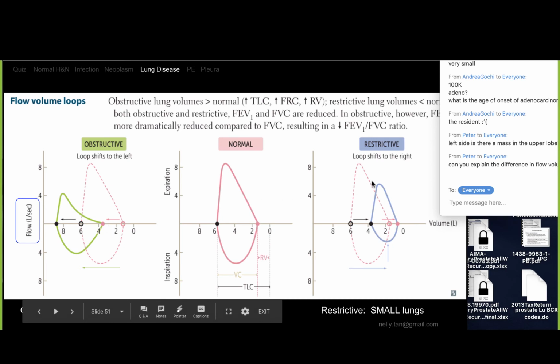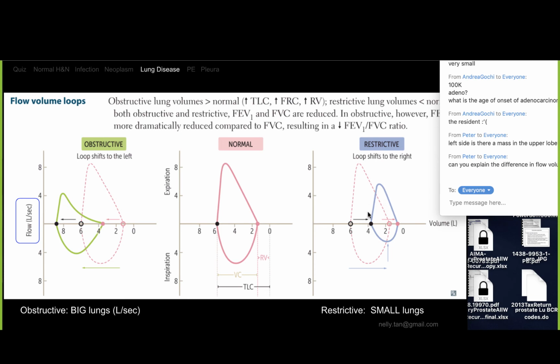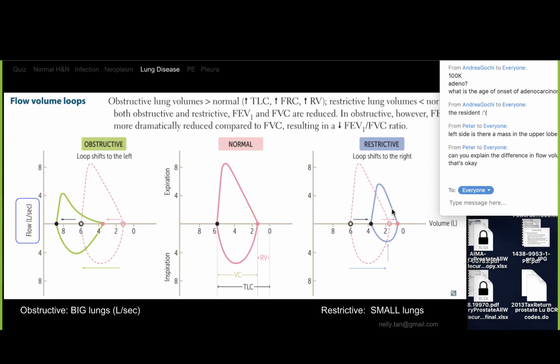Okay, restrictive lungs are like the interstitium is bad. So presumably, if the interstitium is bad, let me see. Actually, I'm not going to try to explain it to you because I don't want to tell you incorrectly. So from my standpoint, just know that this is what happens to flow volumes, and then I would refer you to the pulmonologist.